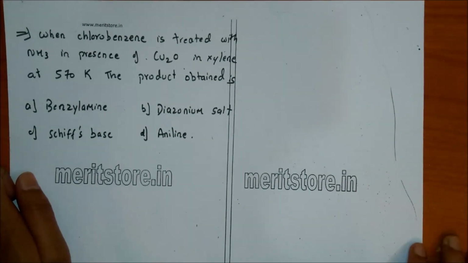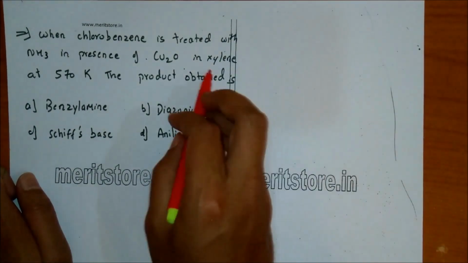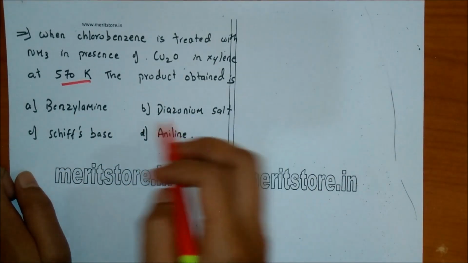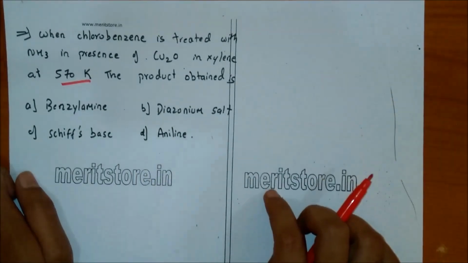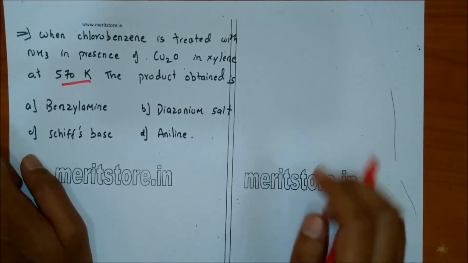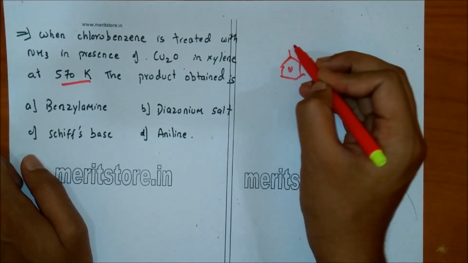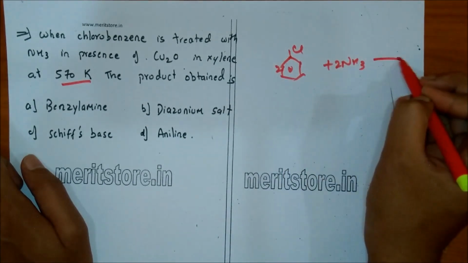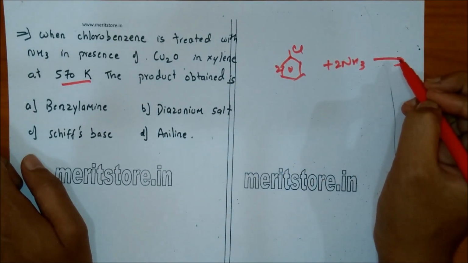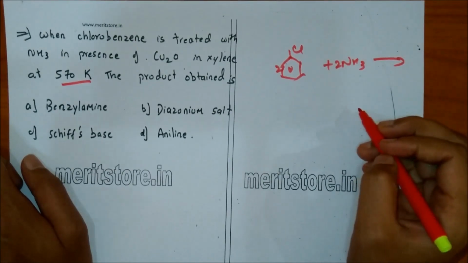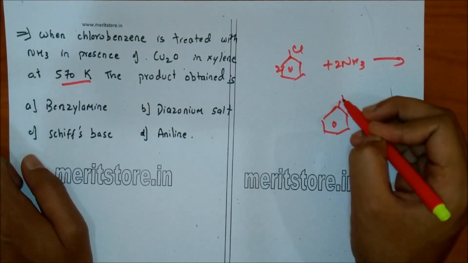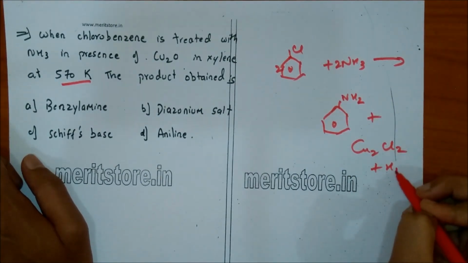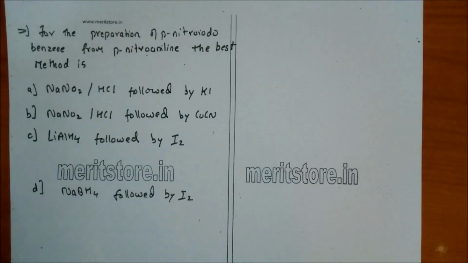When chlorobenzene is treated with ammonia in the presence of cuprous oxide in xylene at 570 Kelvin, the product obtained is A benzylamine, B diazonium salt, C Schiff's base, D aniline. So when chlorobenzene reacts with ammonia in the presence of cuprous oxide in xylene, it will give aniline plus cuprous chloride plus water. So option D is the correct answer.